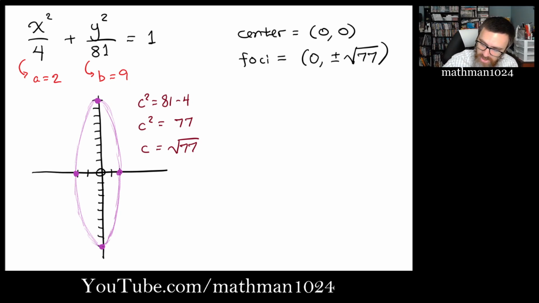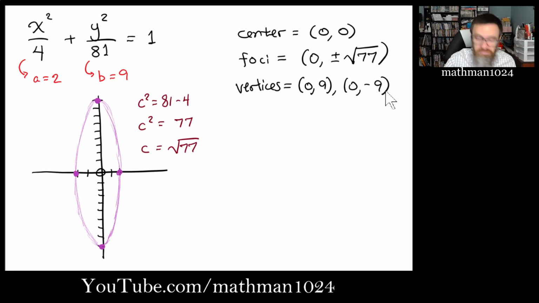All right, so let's talk about the vertices. Remember, the vertices will always be along the major axis. In this case, the major axis is the y-axis. Again, we're stretched in the y direction. So that means our vertices are (0, 9) and (0, -9).